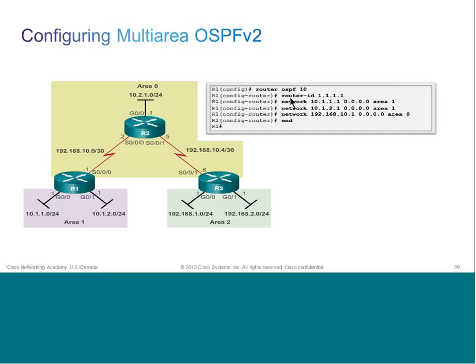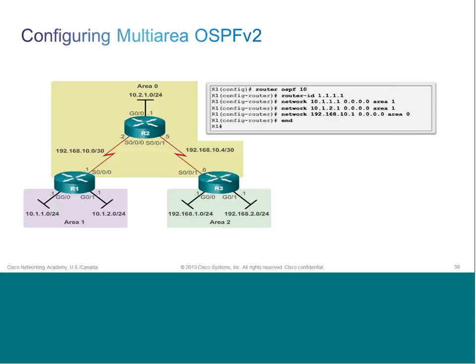Router 1 is assigned the router ID 1.1.1.1. This example enables OSPF on the two LAN interfaces in area 1. So here's the statements that are doing that. The serial interface is configured as part of OSPF area 0. So this is your serial interface. Because router 1 has interfaces connected to two different areas, it is an area border router.